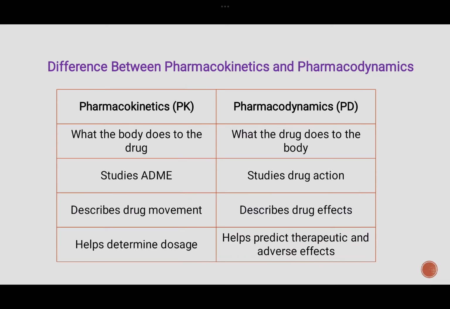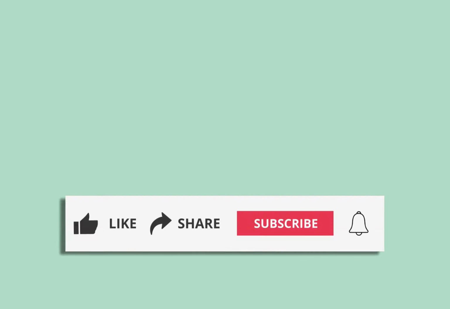So students, in today's lecture we understood the meaning and definition of pharmacotherapeutics in a simple way, and also learned that pharmacotherapeutics has two different branches, that is pharmacokinetics and pharmacodynamics. Pharmacokinetics explains what the body does to the drug, and pharmacodynamics means what the drug does to the body. Both branches are equally important because they help us understand how medicines work safely and effectively in the human body.